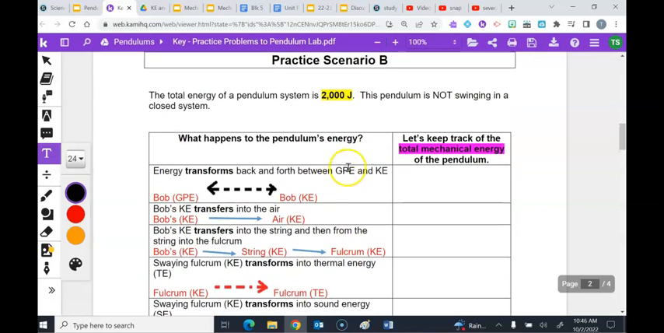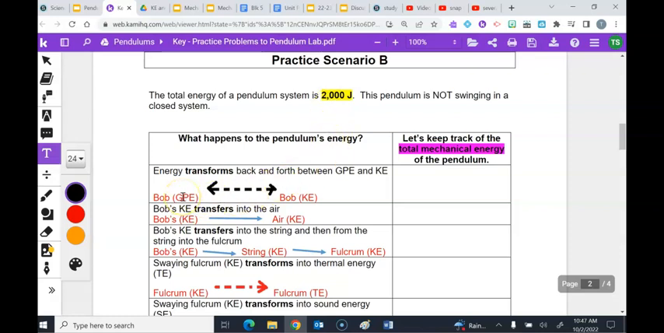But what we're saying is that eventually the pendulum stops swinging, right? Because it's not in a closed system, it's exposed to outside forces. So it's in an open system. It's exposed to the force of gravity, to air friction. So therefore, when the pendulum eventually slows down and stops swinging, we need to prove that the 2,000 joules that the energy of the pendulum started with does not get destroyed. We're going to track and trace where it went.